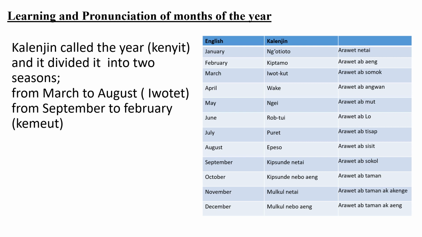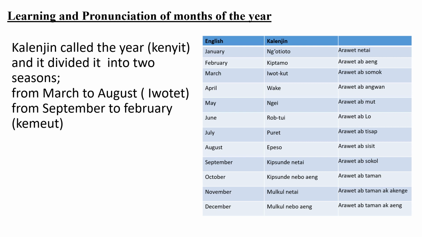So let me start off by teaching you the months of the year. We have two versions that we normally call it out. We have January, it's called Ngatiato. Arawet netai, first month. Month is Arawet and then netai is first. February, Kiptamo. Arawet nebo aeng, the second month. Aeng is 2.